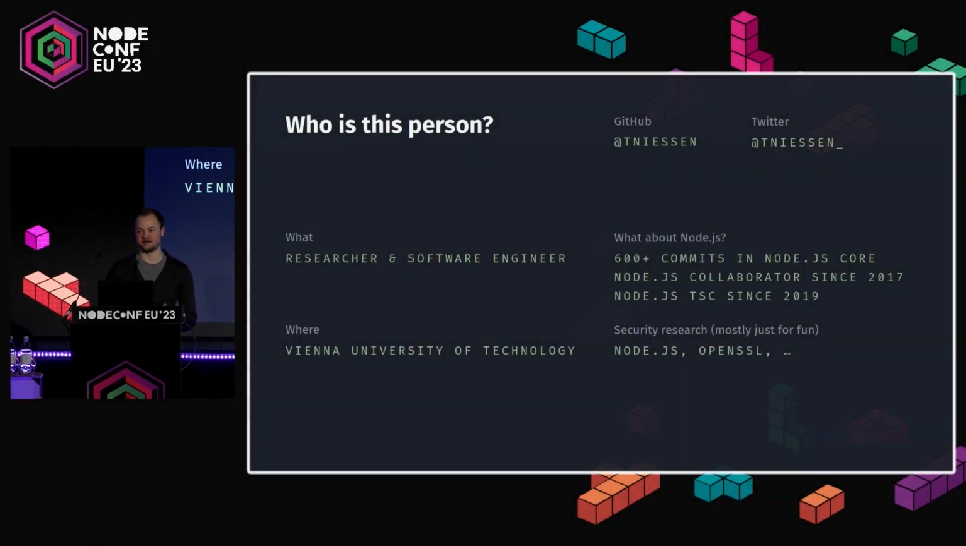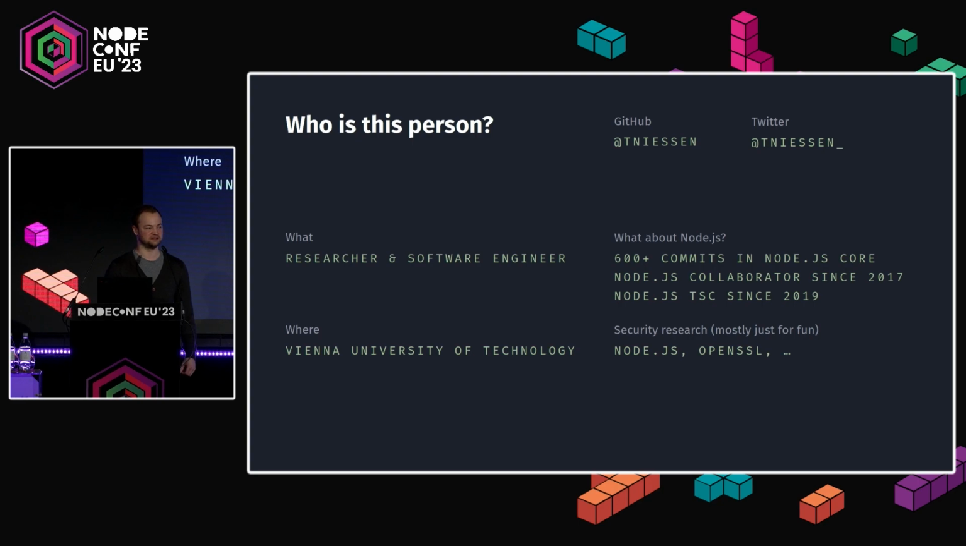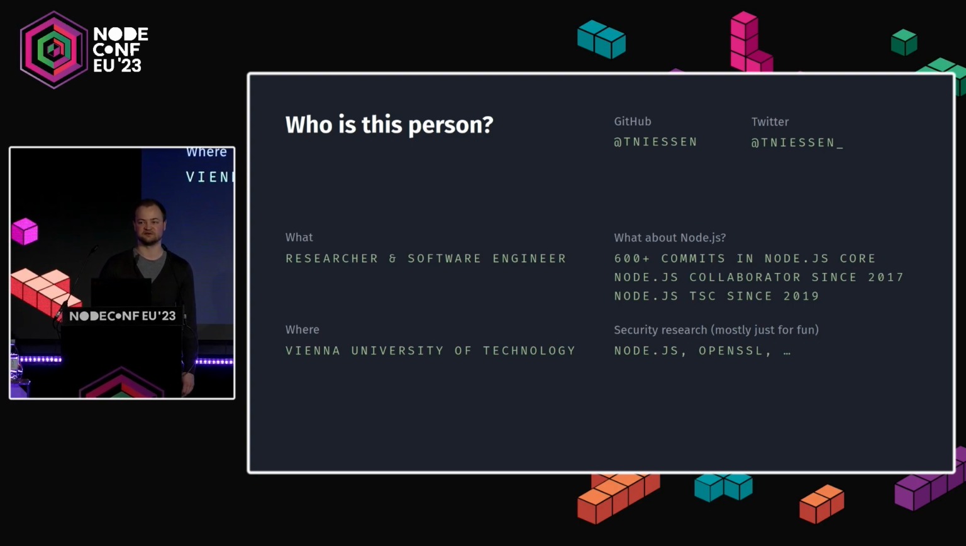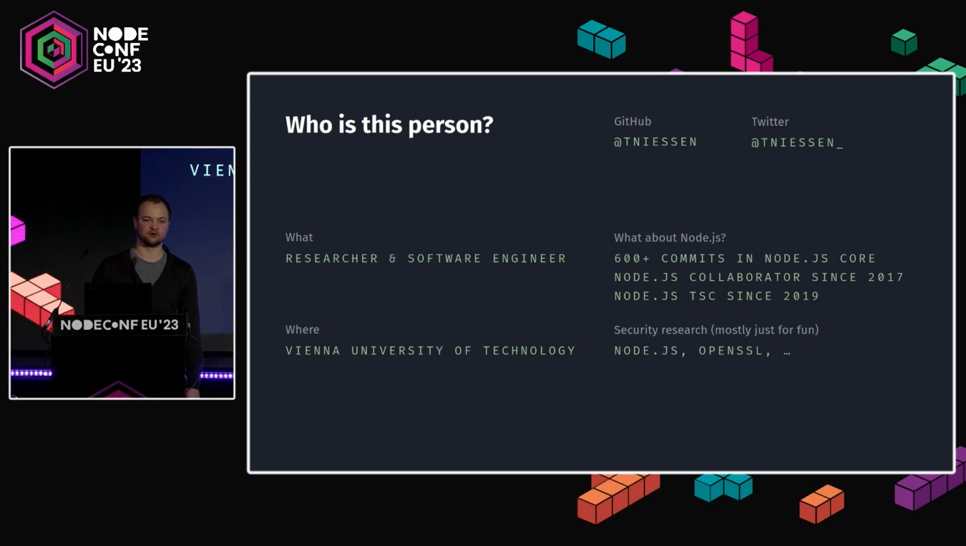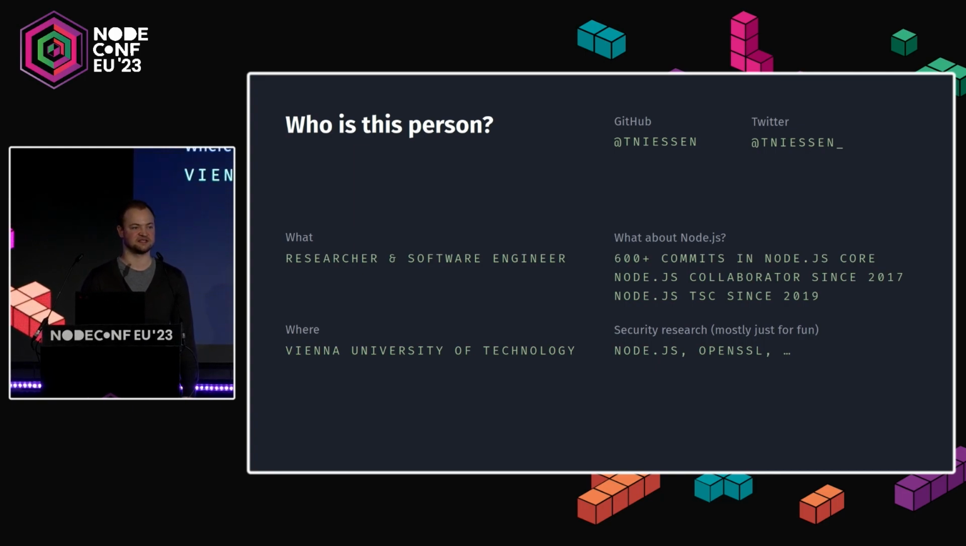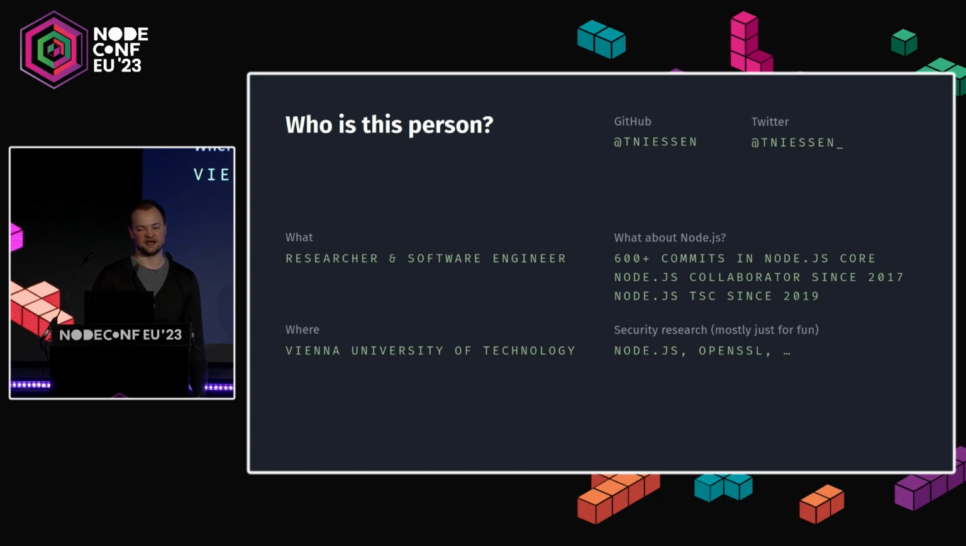I'm Tobias. I'm currently a researcher at the Vienna University of Technology in Austria. Before that, I was a software engineer, and I've been working on Node since about 2016, 2017. I've been on the TSC, the Technical Steering Committee, for a few years, and I've been doing a bunch of security research for Node, mostly just for fun, like investigating vulnerabilities, fixing vulnerabilities, finding vulnerabilities, and also in a few other projects.